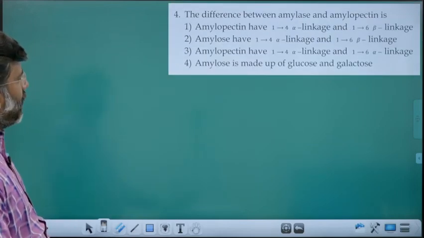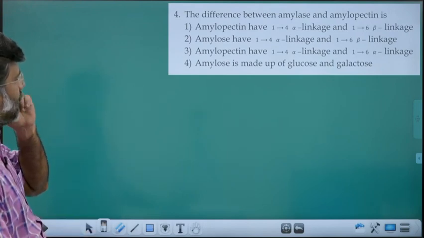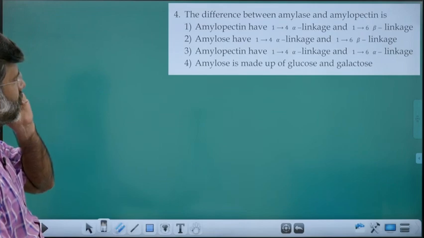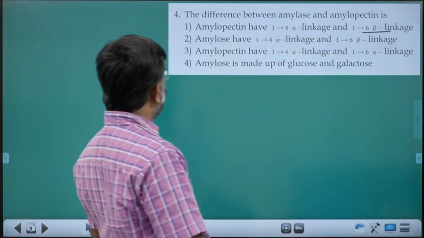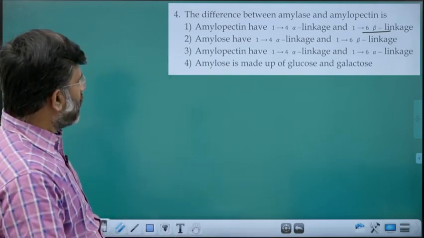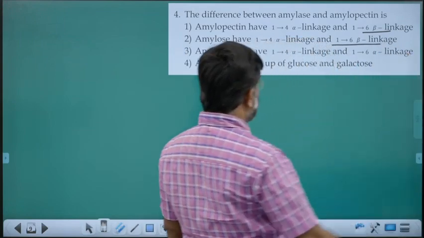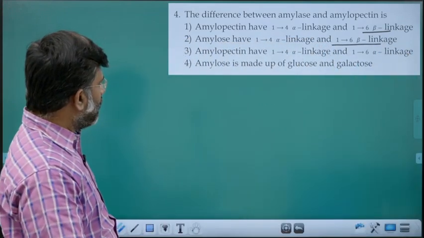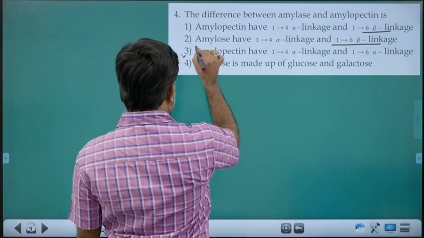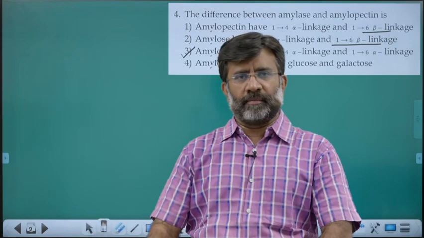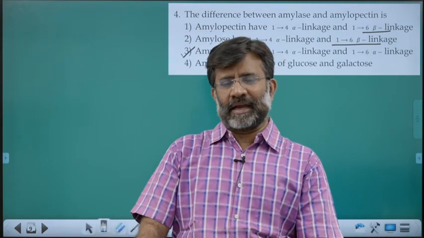Difference between amylose and amylopectin. Amylopectin 1,4 linkage, 1,6 beta: this is wrong. There is no beta linkage. Amylose 1,4 linkage, 1,6 linkage: this is wrong. Amylose is a straight chain polymer. Amylopectin 1,4 linkage, 1,6 linkage: this is the correct statement. Amylopectin is a branched molecule, a highly branched polymer.